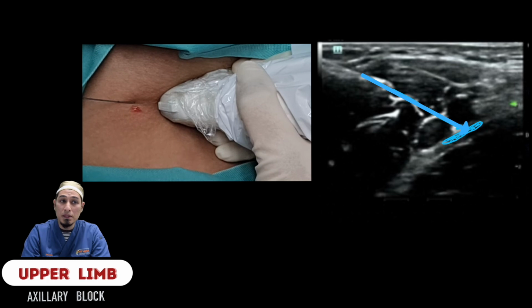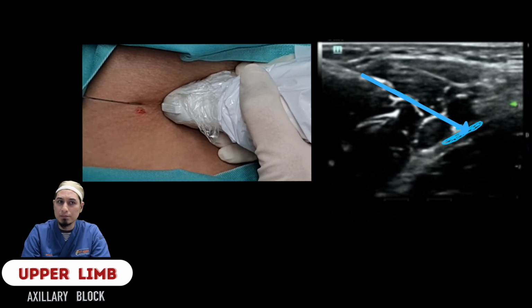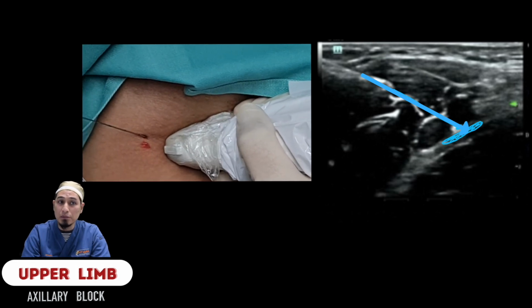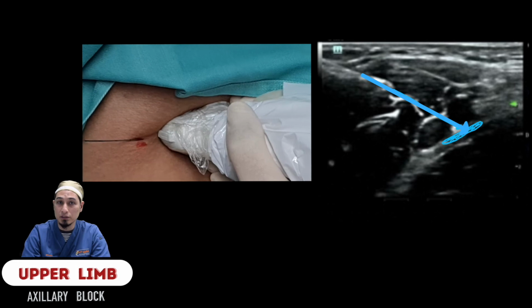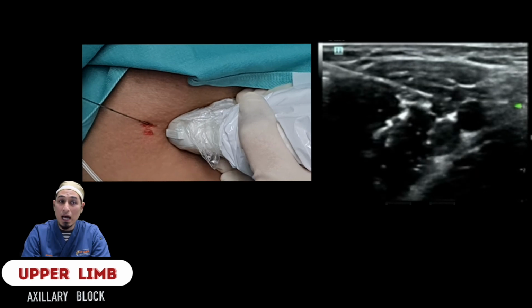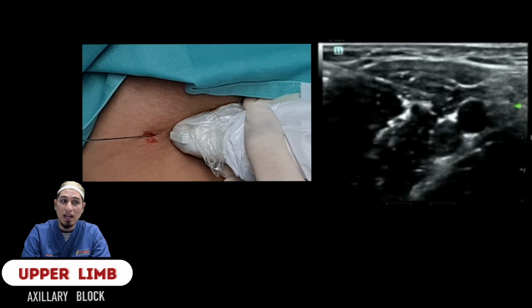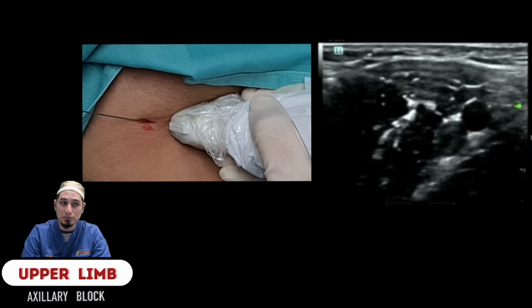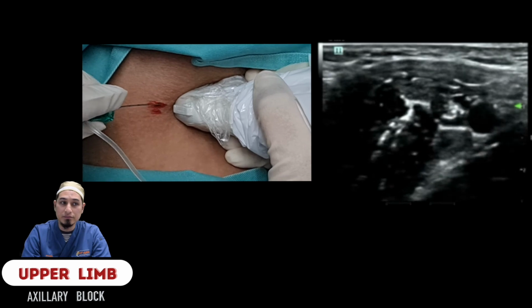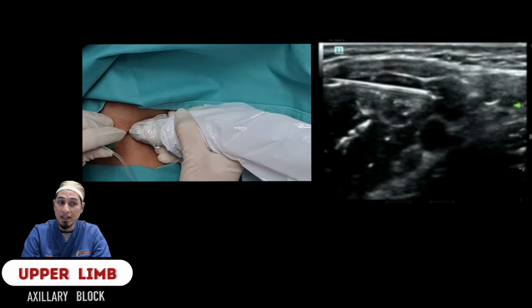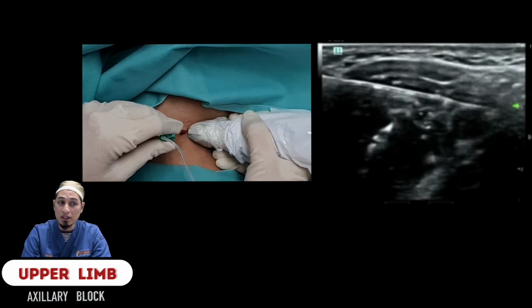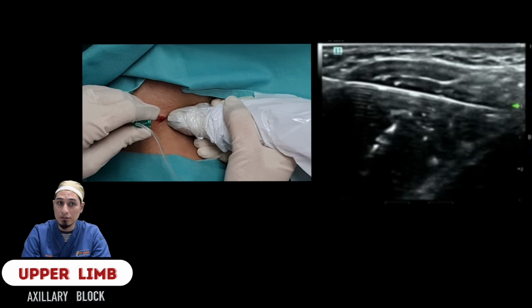Note that it is common for the needle tip to advance too deeply and pierce the conjoint tendon. Withdrawing the needle tip slightly and performing a test injection will usually solve this problem. After the radial nerve injection, withdraw the needle out of the coracobrachialis muscle and redirect it towards the median nerve. Inject 8 mL of local anesthetic around the median nerve. Continue with injection of LA and advance towards the ulnar nerve. An injection of 8 mL is usually enough to surround the ulnar nerve.